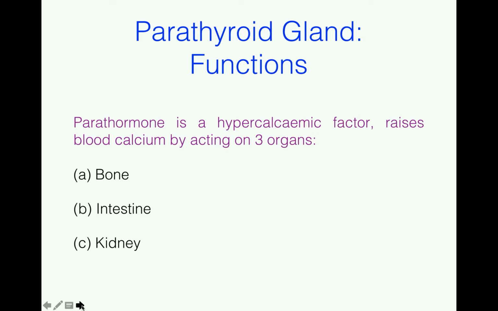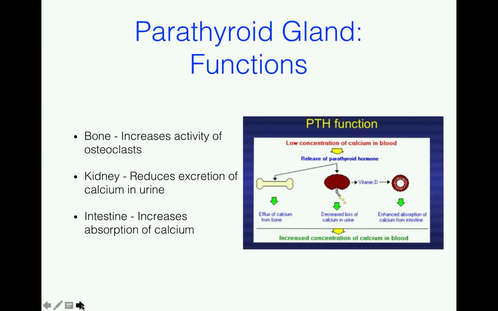Parathormone is a hypercalcemic factor. So it increases the calcium level to normal by acting on three organs, that is bone, intestine and kidney. In bone, it increases the activity of osteoclasts, which separate calcium from the bones, called bone resorption. By this activity, it increases the level of calcium in blood.